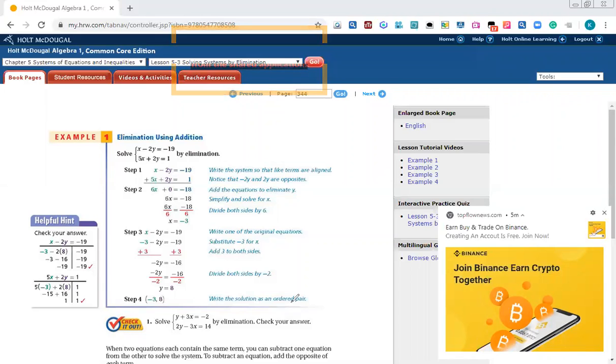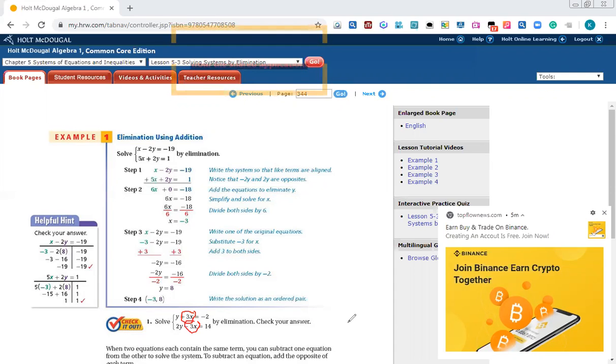It's all the lesson in the same way. Yalla, try to solve here. Solve and check. I will help you. Look, y plus 3x equals minus 2 and 2y minus 3x equals 14. So look at the x: plus 3x, minus 3x. So we have to add these two equations to get y. Yalla, try to solve it.